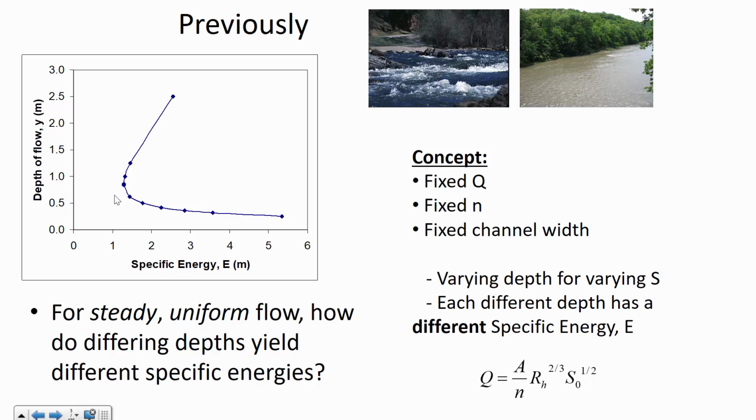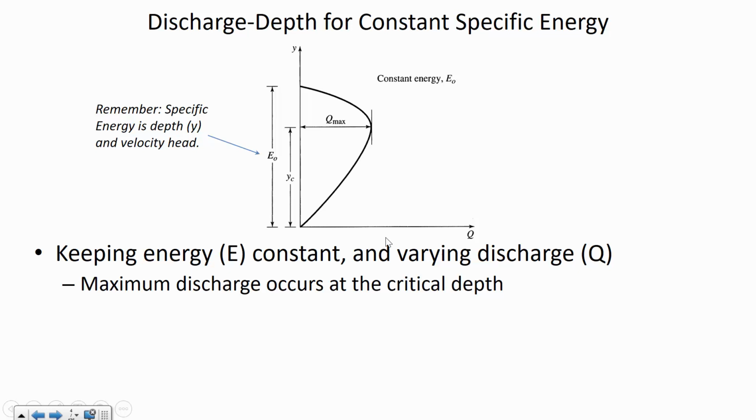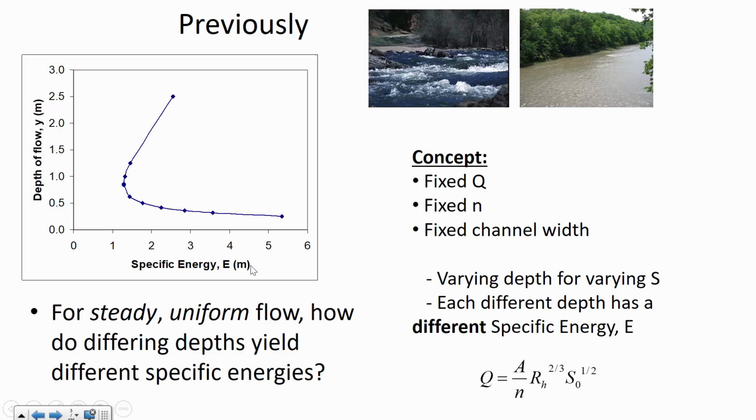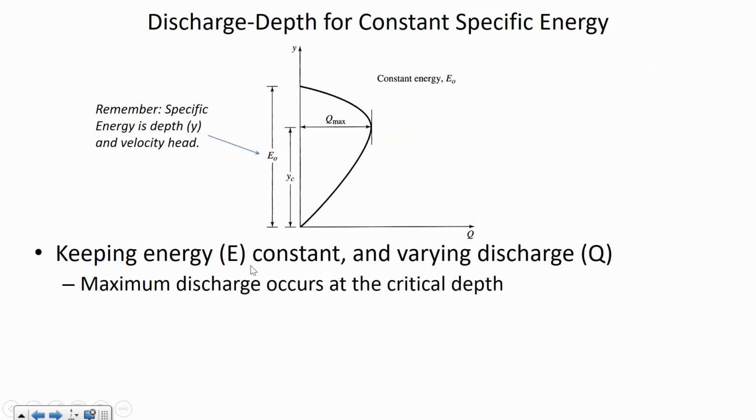All right, so that's just a brief review of what we were talking about last time. Now, another kind of figure that's important to look at is a discharge depth diagram. This is a little bit different because we're having the specific energy stay constant, whereas this figure had a lot of different specific energies. What we're saying is if there's just a certain amount of specific energy, let's find out how much flow rate we can get with that amount of energy.